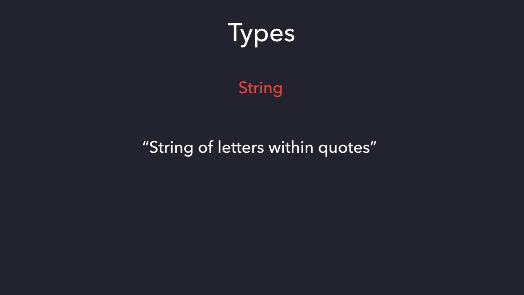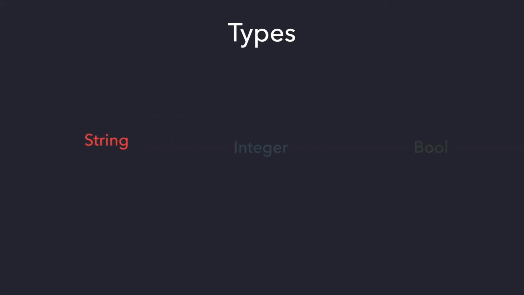A string, like I said in the previous video, is essentially a string of characters that are pulled together inside of quotation marks. So anything you put inside of the quotation marks will become a string, with a few exceptions, which we'll talk about much later. Integers, they're just numbers. And we have Boolean, which represents true or false.